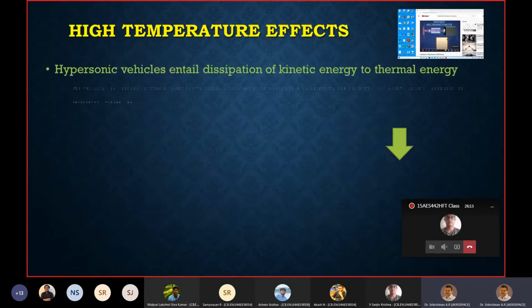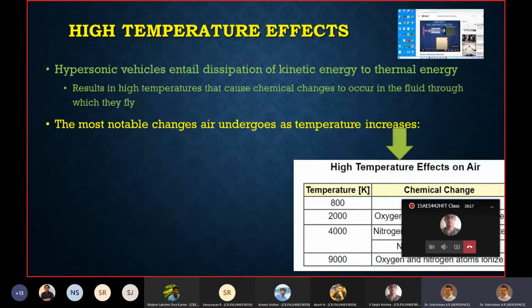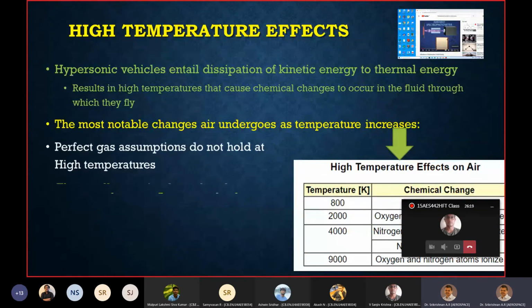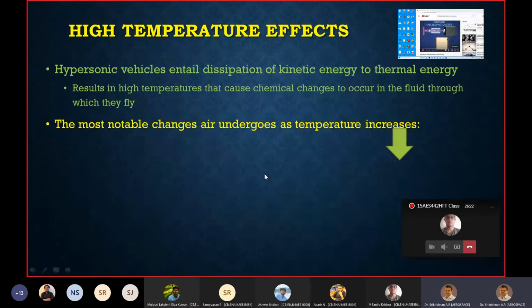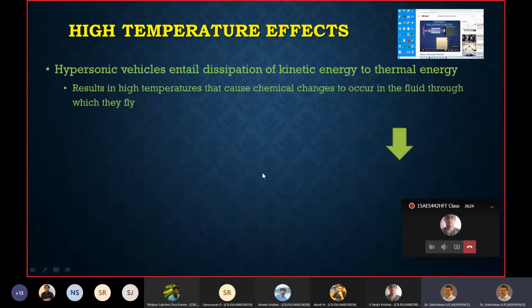Okay. Now, the last one that we are going to discuss today is the high temperature effects. I'll quickly go through it before we go for discussions. I guess I've taken 20 minutes. That's okay. So I'll wind it up fast.